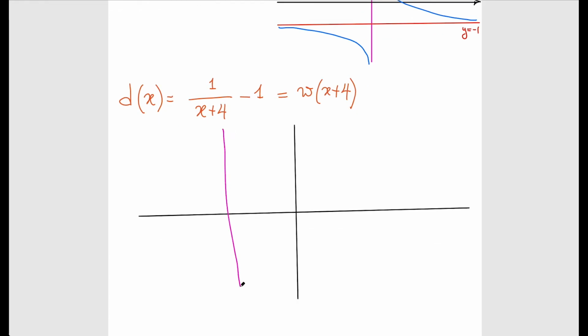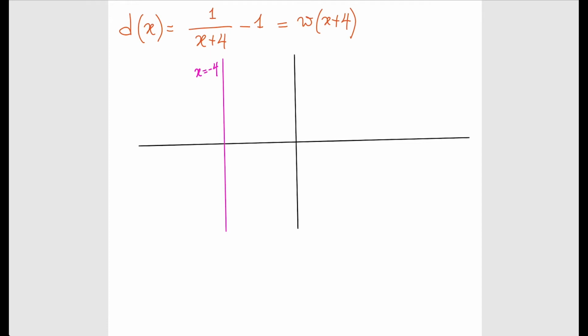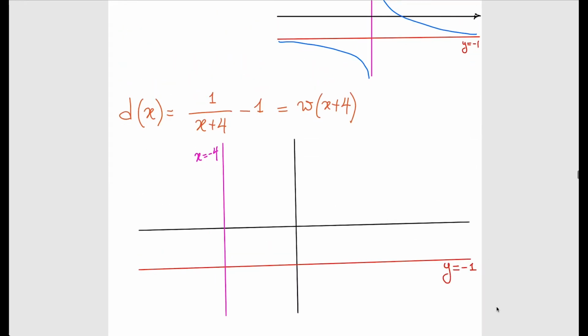Let's say over here, let's say this is the line x equals -4. Correct? Because you're shifting everything to the left by 4, so that line becomes here, and the red line remains the same. It's not affected by horizontal shifts, right? It's only affected by vertical shifts. So let's do it properly. That's y equals -1, which used to be y equals -1.